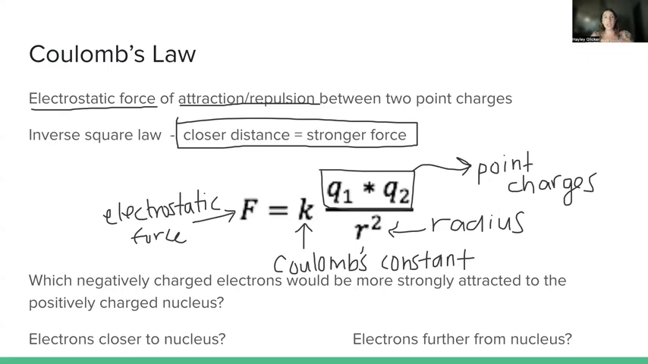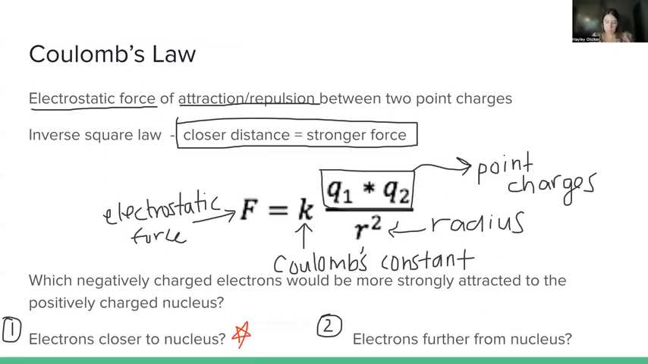So now let me pose to you a question that you can reflect on before moving forward. Based off of our two examples, which negatively charged electrons would be more strongly attracted to the positively charged nucleus? Would electrons closer to the nucleus have a more strongly attractive force, or would electrons further away have a more strongly attractive force with the positive nucleus? The correct answer here is that electrons closer to the nucleus are going to have a stronger attraction.